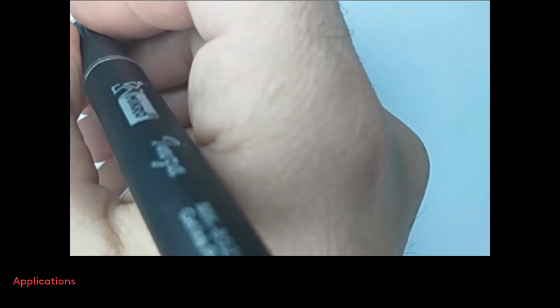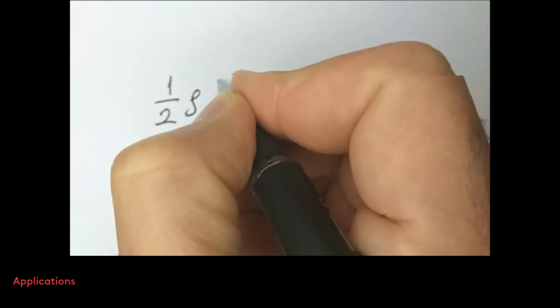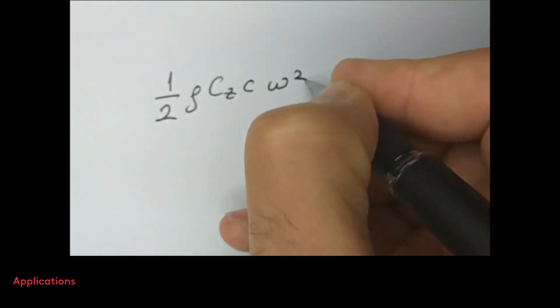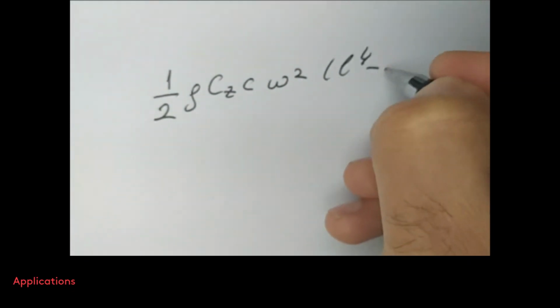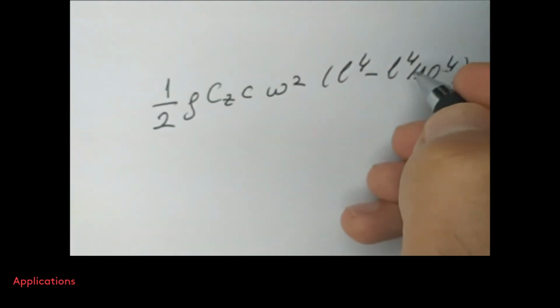Now, if you do the integration, what we are going to get is 1/2 rho Cz multiplied by the chord length c, omega square, L to the power 4 minus L to the power 4 divided by 10 to the power 4, and that will be divided by 4.